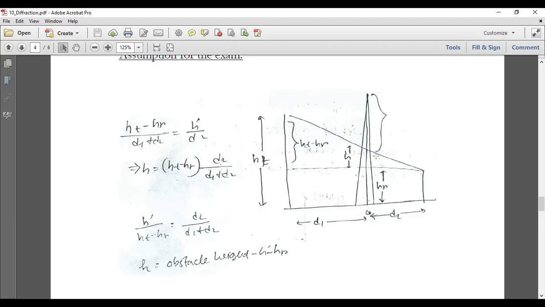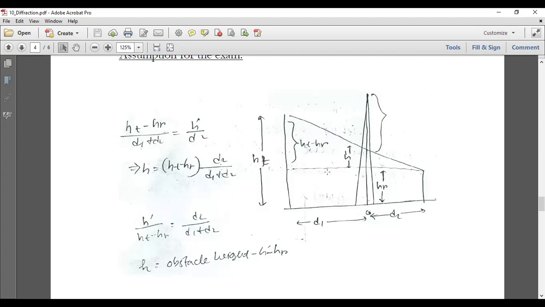For this small triangle here, H prime, we just assume it to be vertical, completely normal, creating a right angle. So on this side you have H prime, and on the base side you have D2. So with this simple assumption, H2 minus HR ratioed with D1 plus D2 must be equal to H prime ratioed with D2. From this relationship, you can determine H prime.